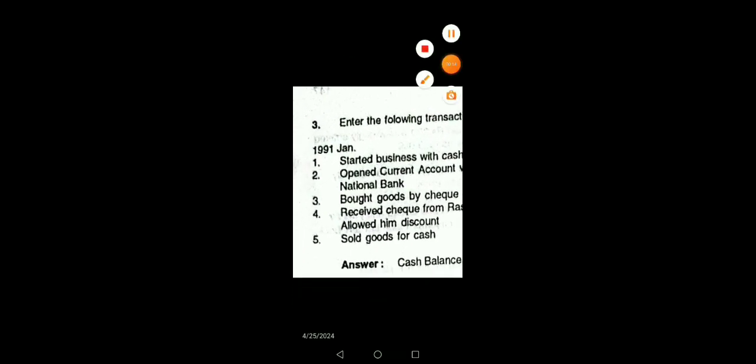Today's target is to solve question number 3. The chapter is cash book, and as usual we are provided some transactions from a particular month. The month mentioned over here is January. Let's look at the view of this question.